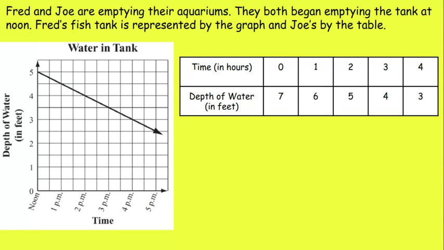Now, here's the type of questions you're actually going to be receiving on your homework. So I'm going to go through one of these questions with you. Fred and Joe are emptying their aquariums. They both began emptying the tank at noon. Fred's fish tank is represented by the graph and Joe's by the table. So here are the questions you're going to be asked.